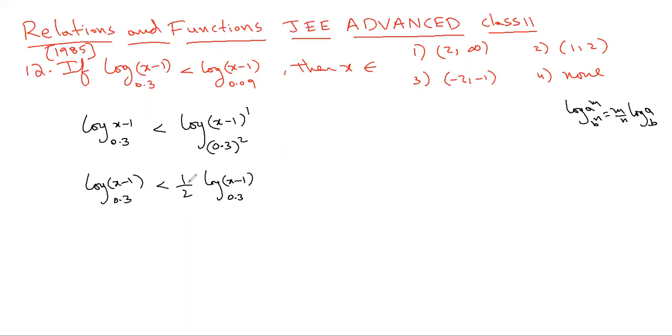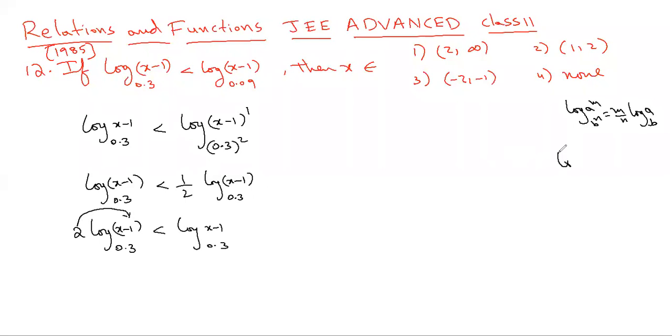So to eliminate this, instead of keeping it in the fraction form, we can multiply the entire inequality with 2. Because 2 is a positive number, the inequality won't change. And log (x minus 1), the base 0.3. But even 2 here also is not allowed. Allowed in the sense, if it is there, then you can't remove the log. So we send the 2 to the power of this.